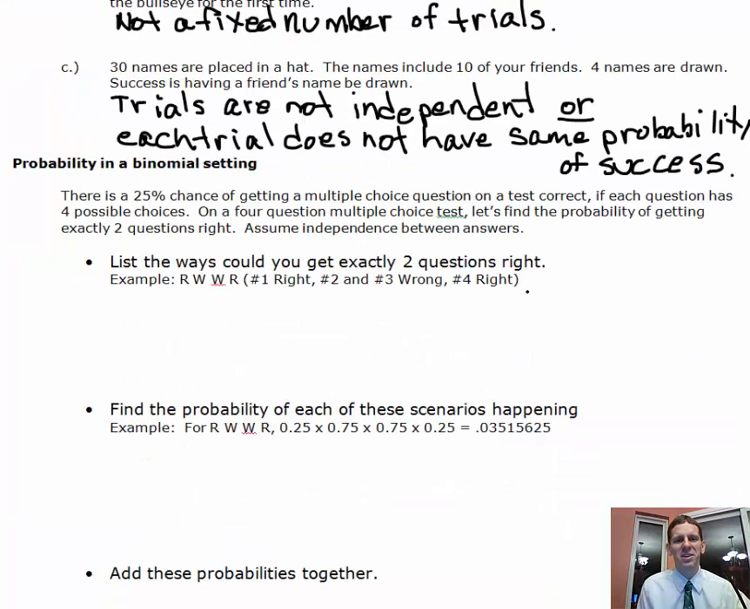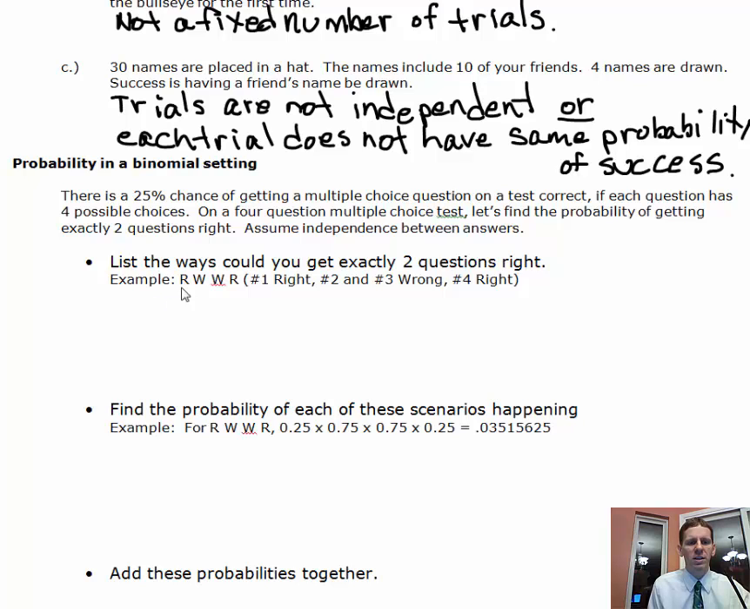Let's take a look at our next example. There's a 25% chance of getting a multiple choice question on a test correct if each question has 4 possible choices, A, B, C, and D, for example. On a 4-question multiple choice test, let's find the probability of getting exactly 2 questions right. Assume independence between answers.